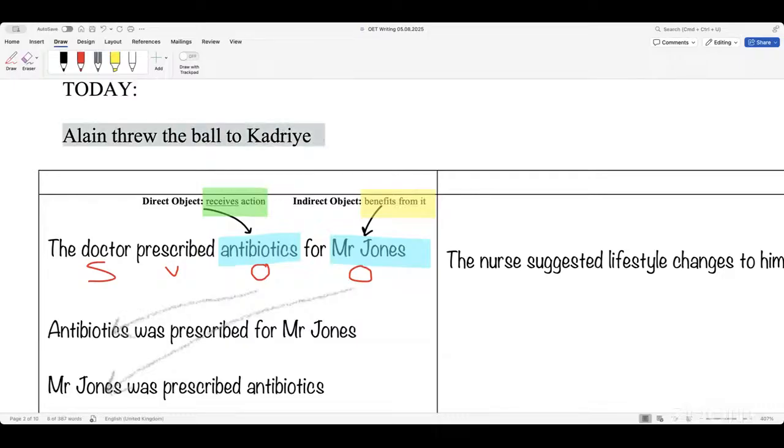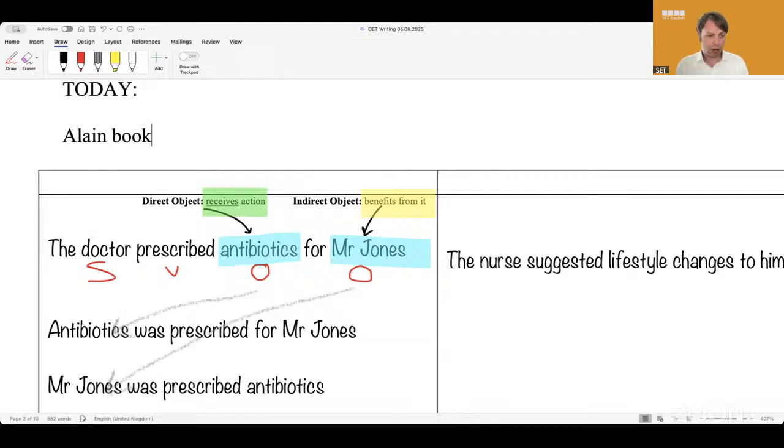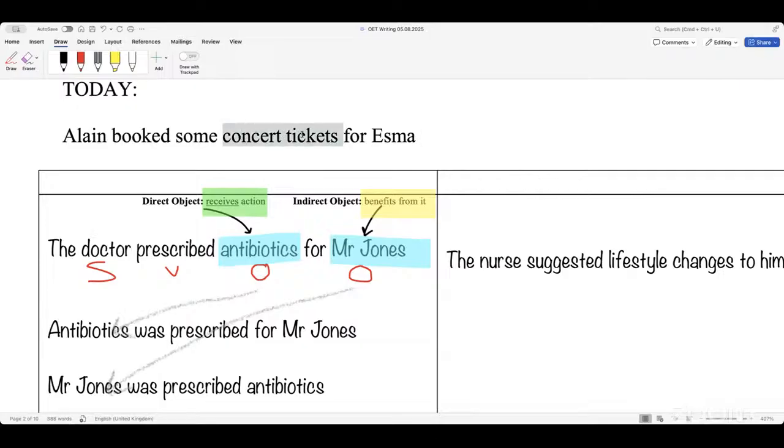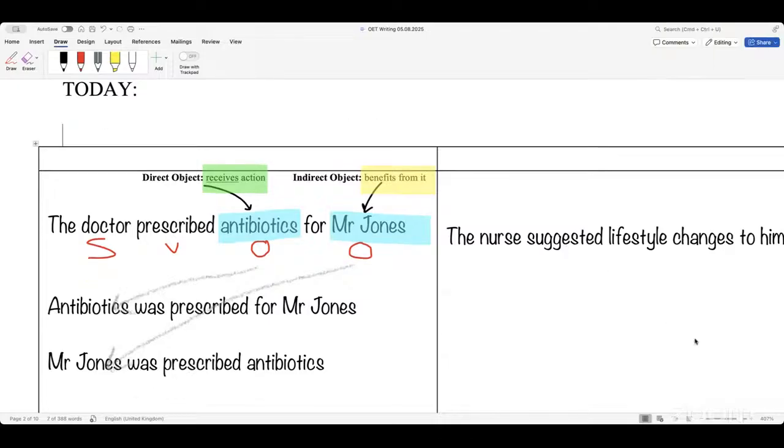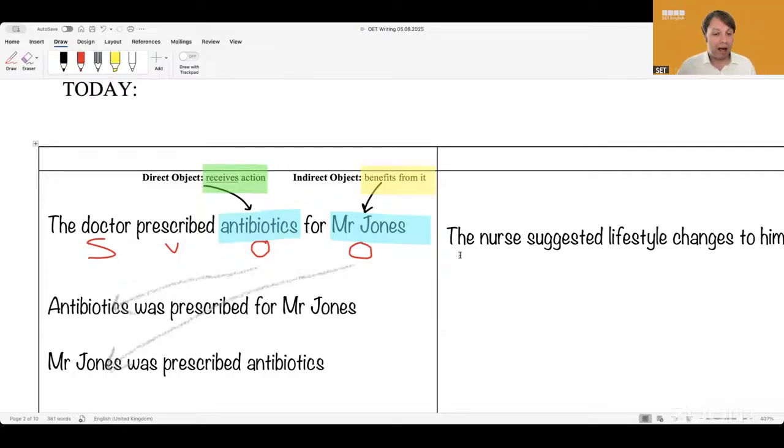Okay. What about this? "Alan booked some concert tickets for Esma." Okay, so where is the direct object here, guys? Concert tickets. And who will benefit from those tickets? Esma. So this is the idea here, that you have a direct and an indirect object.